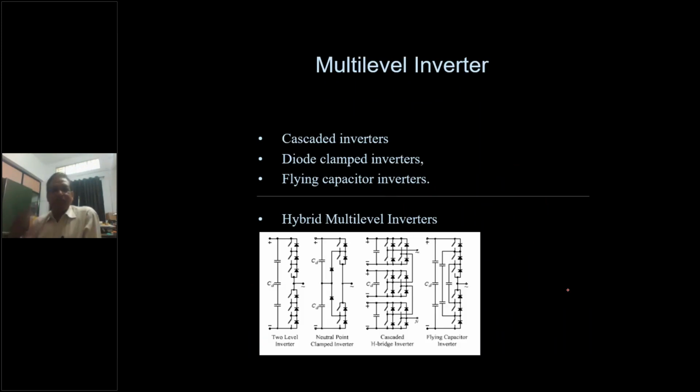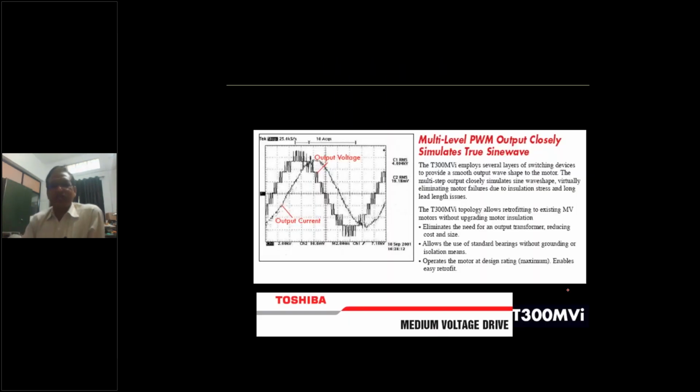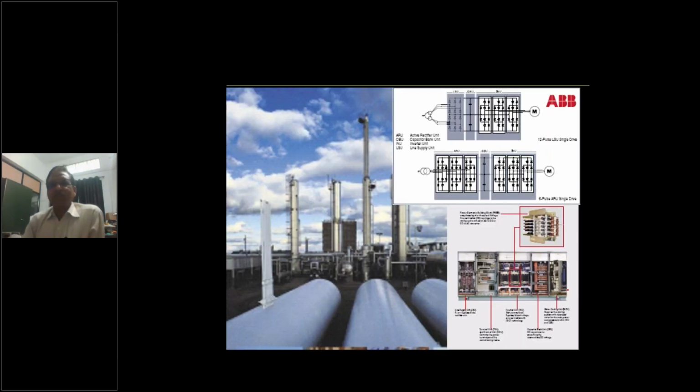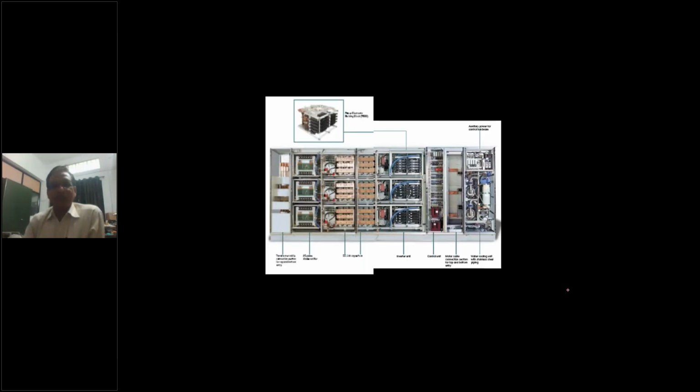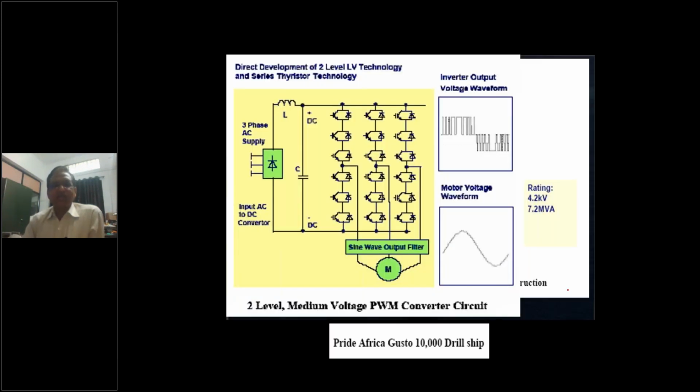There are different types of basic multi-level inverters, and many multi-level inverters are derived from these: cascaded, diode clamp, and flying capacitor. I will consider only two, cascaded and one more. This is used in drives, Toshiba drives, and also ABB. ABB drives are used in cement factories also. This is one picture of drives. This is used in a ship, but it is a two level.